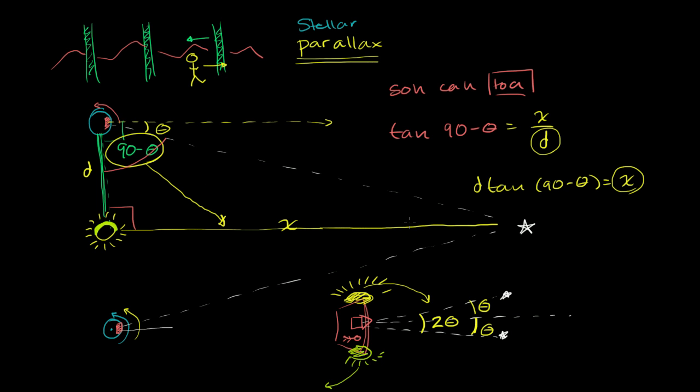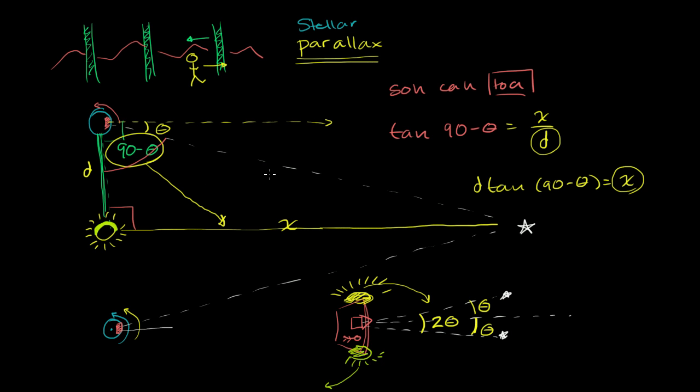Now I want to make it very, very clear. These are huge distances. I did not draw this to scale. The distance to the nearest star is actually 250,000 times the distance to our sun. So this angle is going to be super, super small. So you need to have very good instruments even to observe the stellar parallax of the nearest stars. And we're constantly launching better instruments.